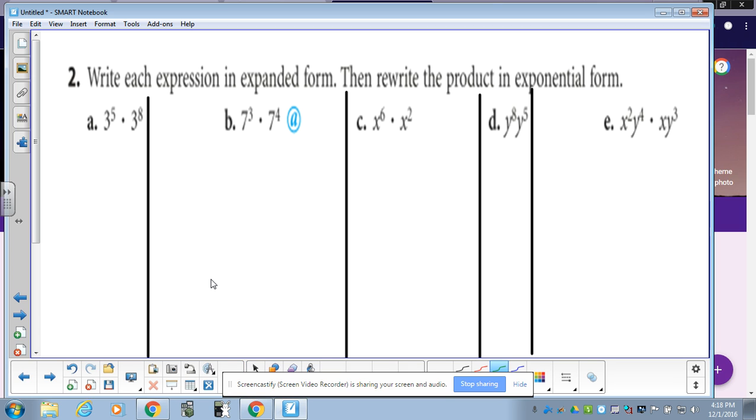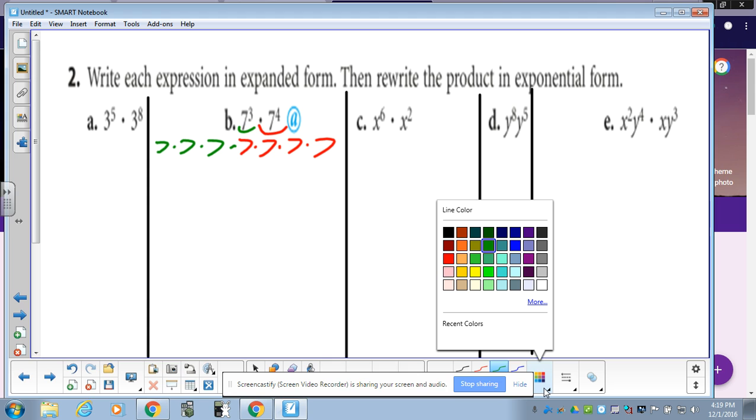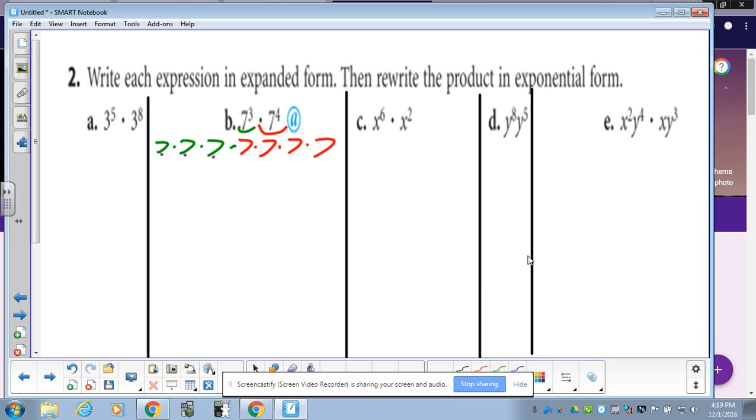So let's do B. 7 to the third power is 7 times 7 times 7 times 7 to the fourth power, 7 times 7 times 7 times 7. Now we want to ask ourselves how many times is 7 a factor? And we could count them. 1, 2, 3, 4, 5, 6, 7. Lucky number 7. 7 to the power of 7. And we put a box around that.